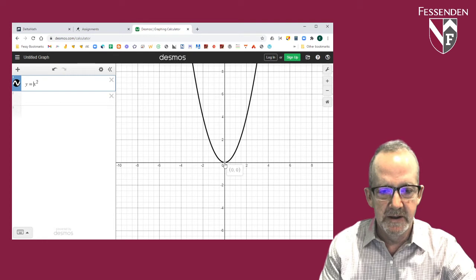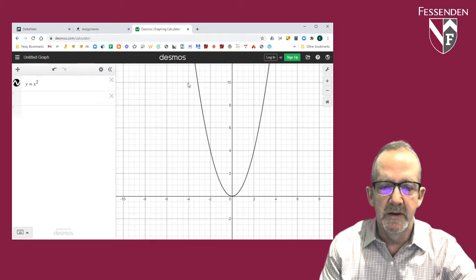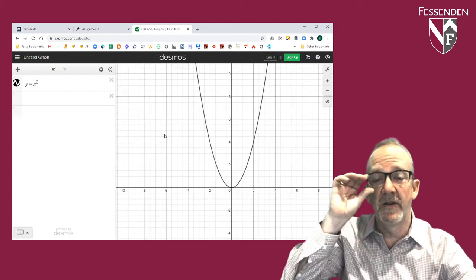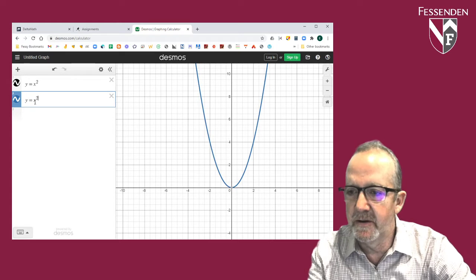I hope you see that this is our basic parabola at 1, 1, and 2, 4, and 3, 9, and also the symmetry of that, negative 1, 1, negative 2, 4, negative 3, 9. And now what we're going to do is modify it a little bit. So I can put in y equals x squared again.